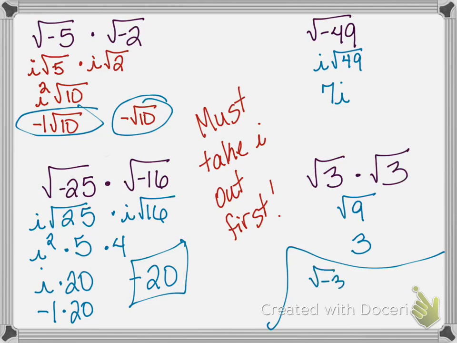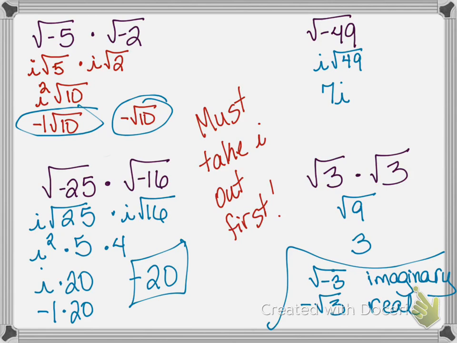Now, square root of -3 is imaginary. Negative square root of 3 is real. What's the difference between those two? The negative on the inside versus the negative on the outside. Okay, sometimes students get that confused.